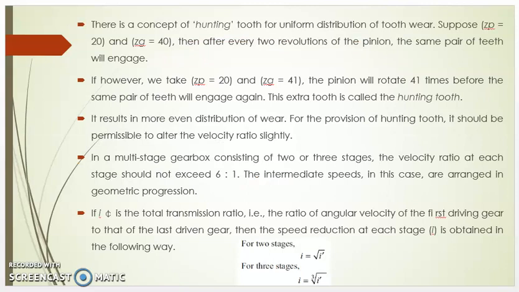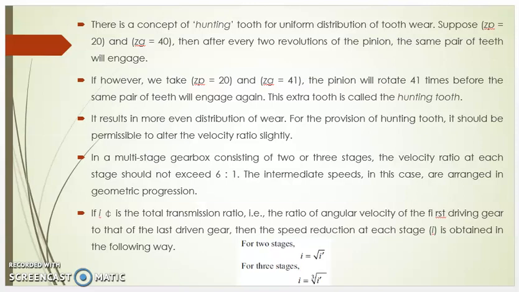There is a concept of hunting tooth for uniform distribution of tooth wear. Suppose ZP is equal to 20 and ZG is equal to 40. Then after every 2 revolutions of the pinion, the same pair of teeth will engage. If however we take ZP is equal to 20 and ZG is equal to 41, the pinion will rotate 41 times before the same pair of teeth will engage again.